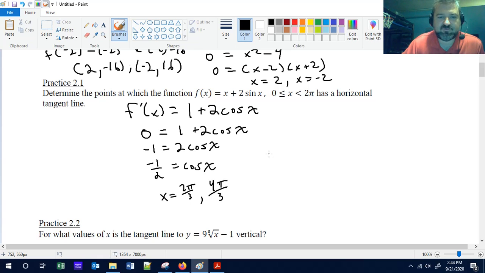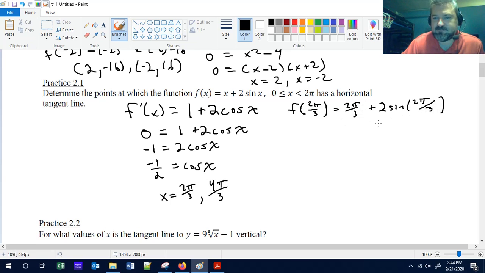So now we have to determine the y value. So we have to do f of 2 pi over 3, which is 2 pi over 3 plus 2 times the sine of 2 pi over 3. Now, if this is a free response problem, y'all, I'm not going anywhere past this. But if it's a multiple choice, they will probably take it a little further.